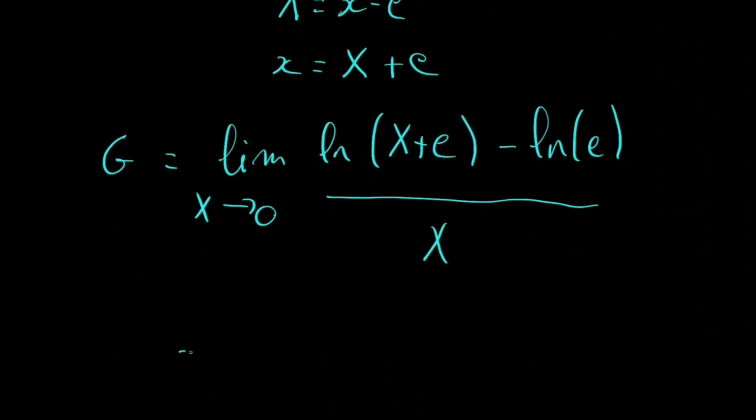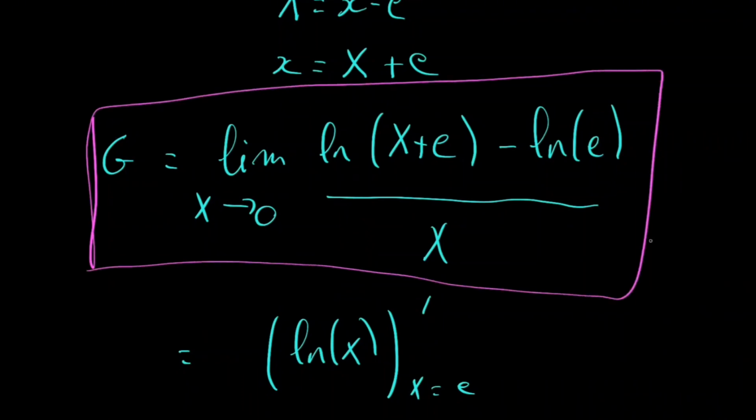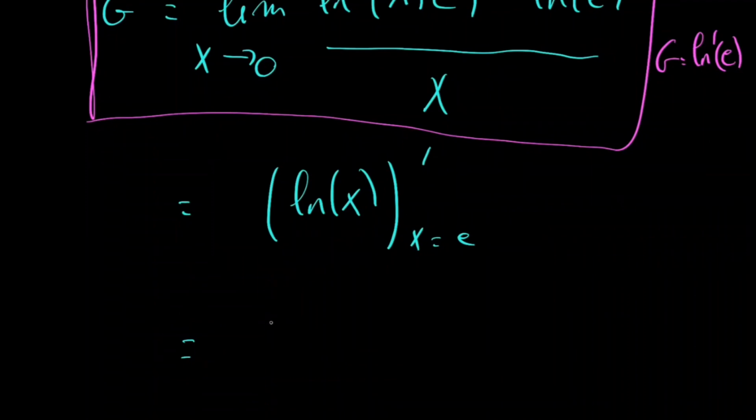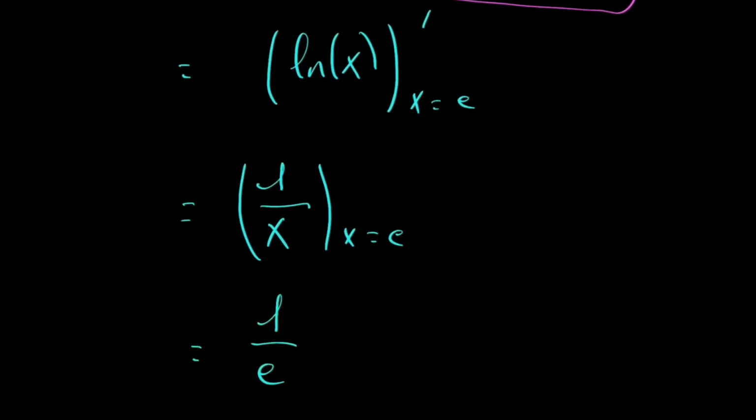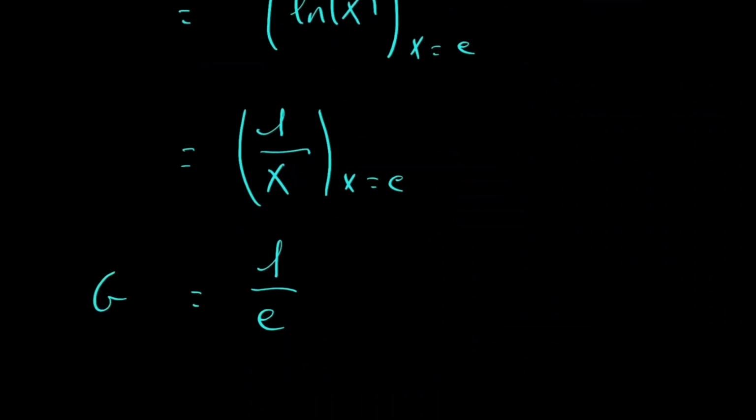And this is exactly the derivative of ln of x. So ln of x prime evaluated at x equal to e. Okay, this is exactly the definition of the derivative, okay? So g is equal to ln prime of e. What is ln of x prime? This is equal to 1 over x evaluated at x equal to e. This is equal to 1 over e. So we got g, which is equal to 1 over e.